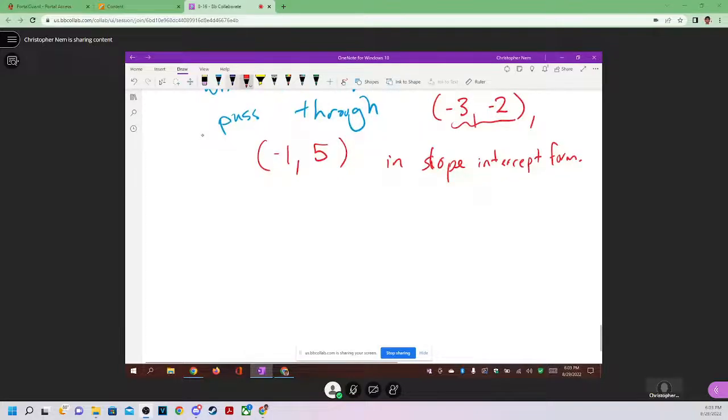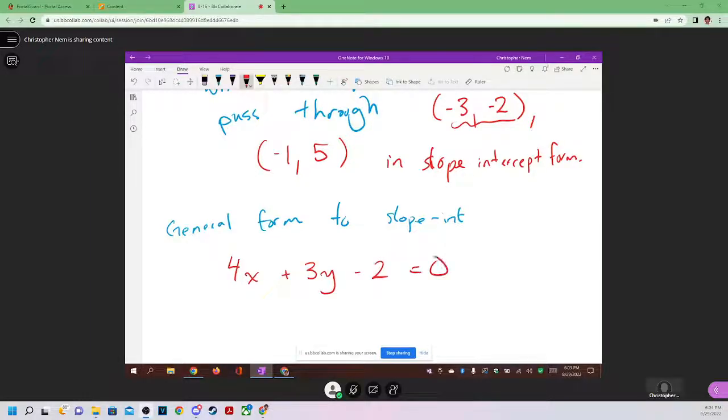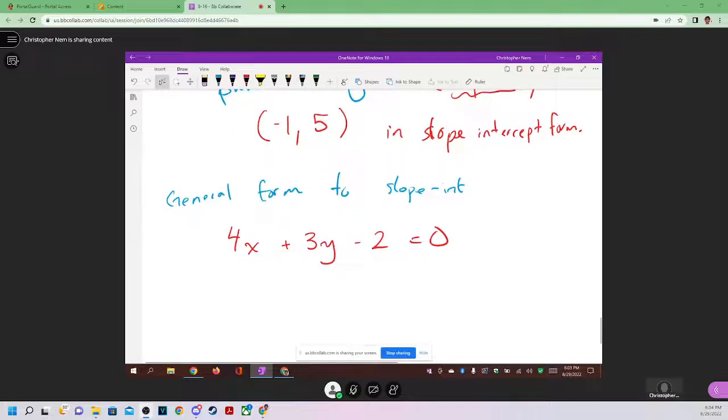Now, real quick, we're going to talk about a general form example. General form to slope-intercept. Let's suppose I wanted to graph something crazy like 4x plus 3y minus 2 equals 0. However, I need my equation in slope-intercept form to graph it. It's very helpful if I know where the y-intercept is, and then I just follow rise over run, then I got my line. It's very hard to do in general form.